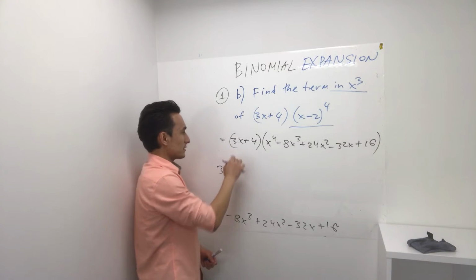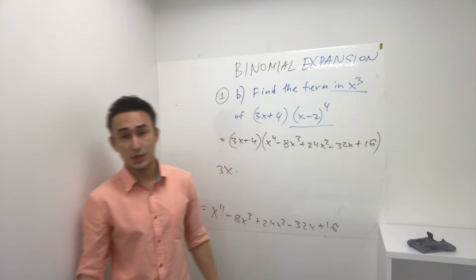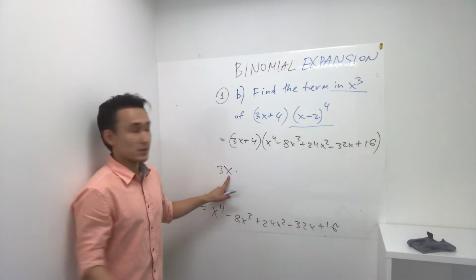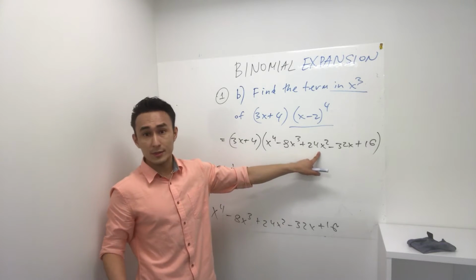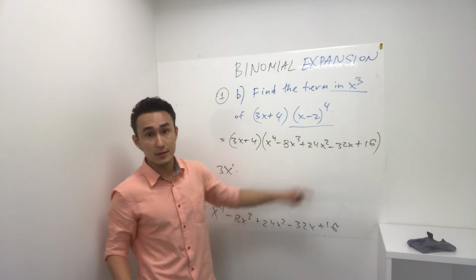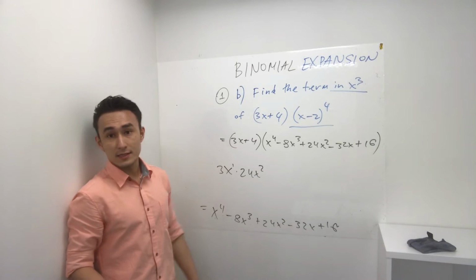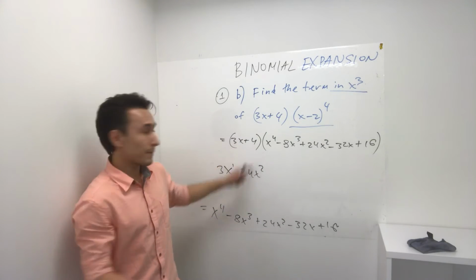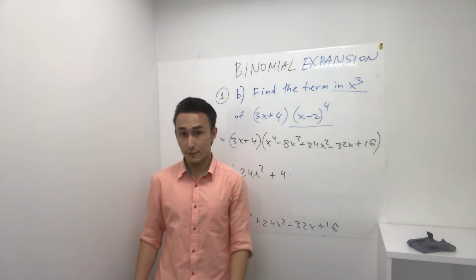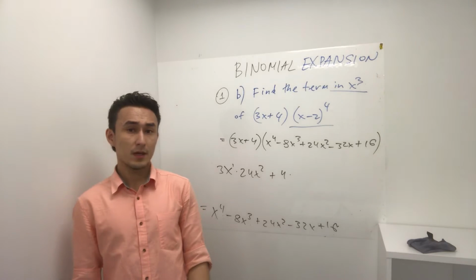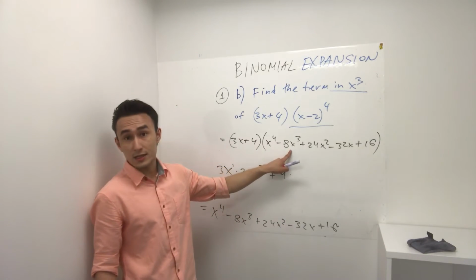So 3x, that's 3x. Which term do you have to multiply it with to get x cubed? Okay, the power of x here is 1, right? So the answer should be 24x squared. We multiply with 24x squared. Okay, times 24x squared, and then, okay, that's done. How about plus 4 here? So plus 4 should multiply with one of the terms here to give x cubed. So which one is it? Which one? Well, yeah, you guessed it right, it's this one, minus 8x cubed.